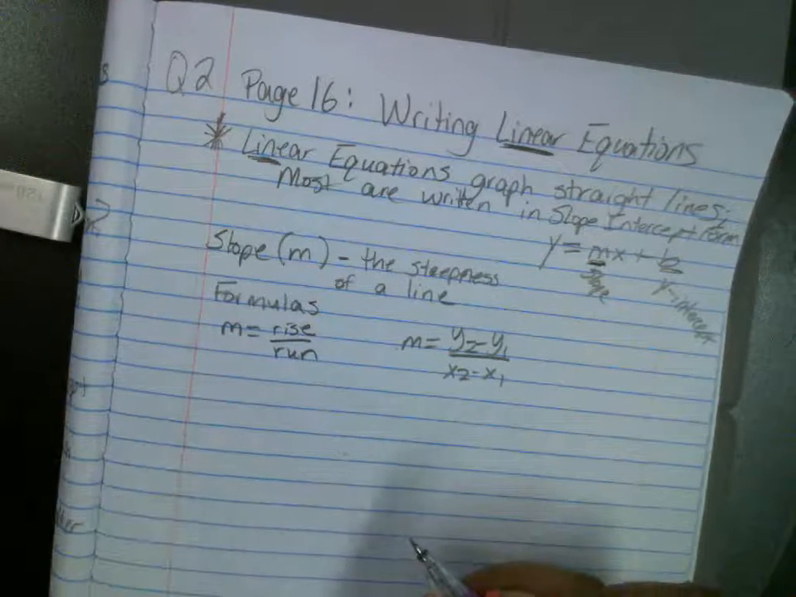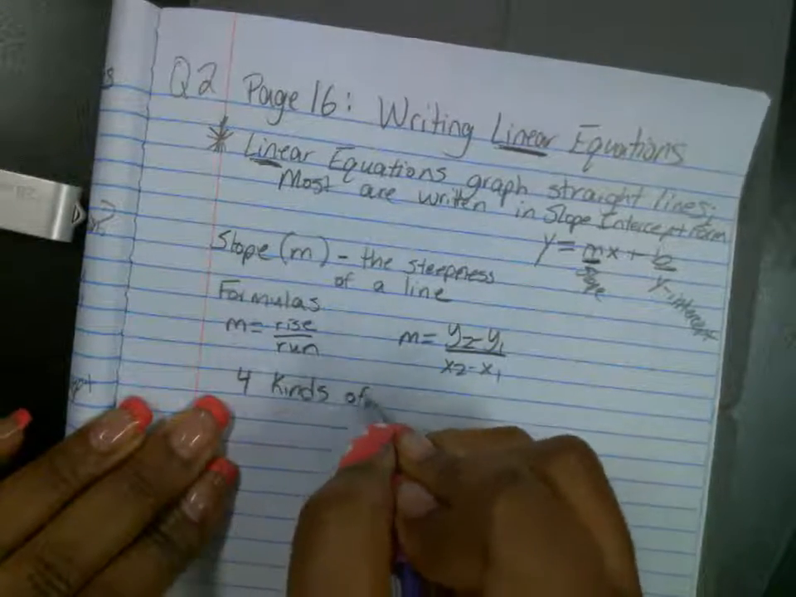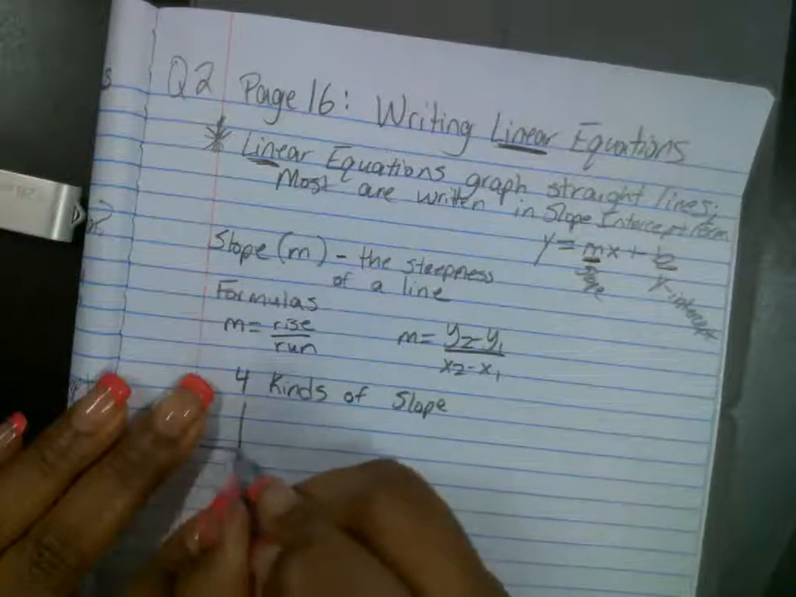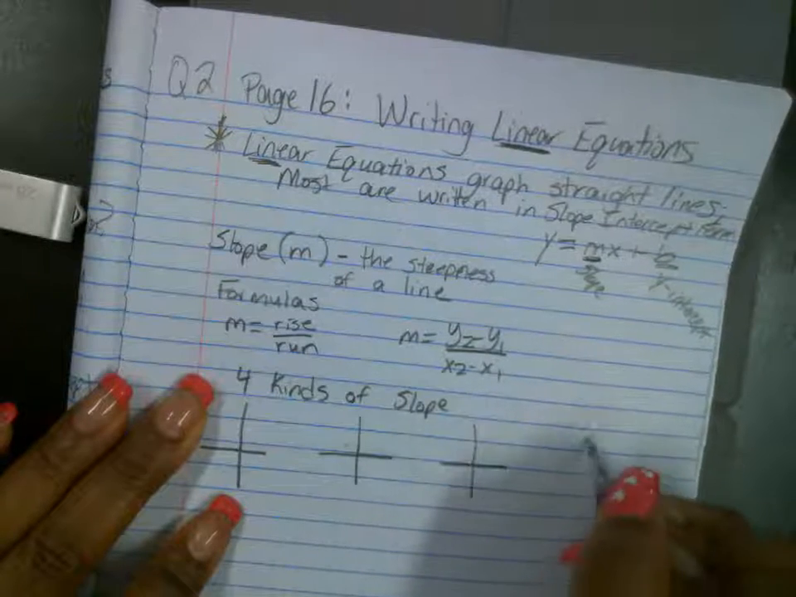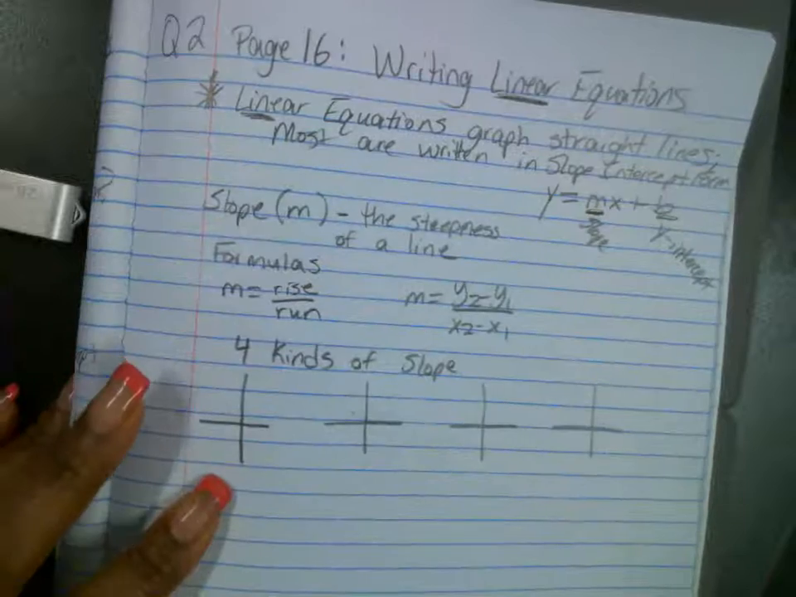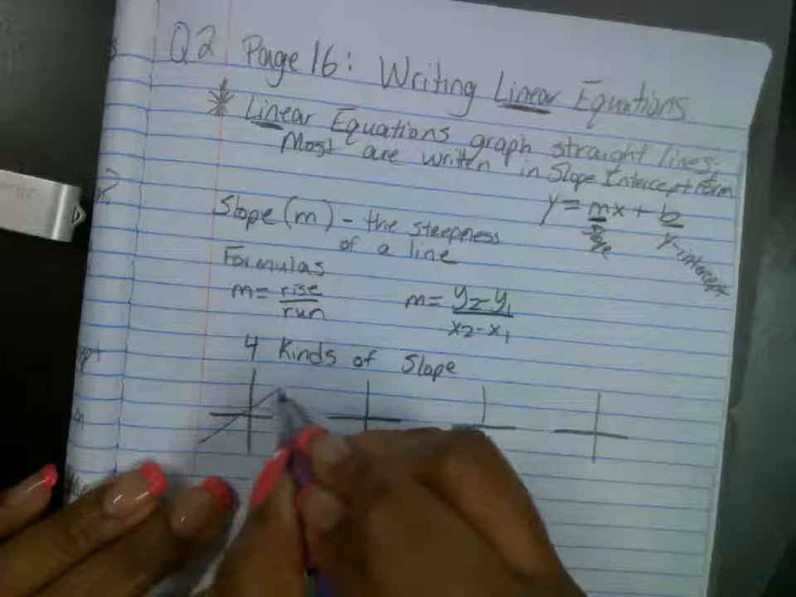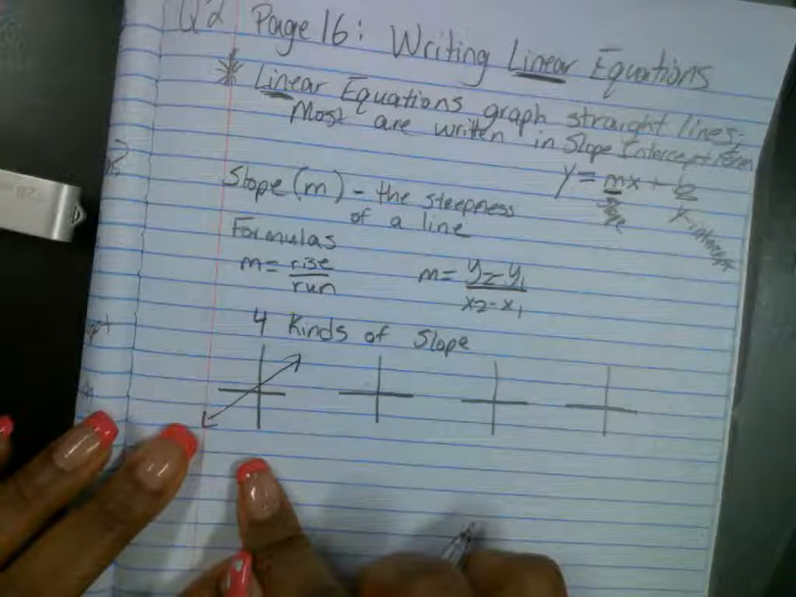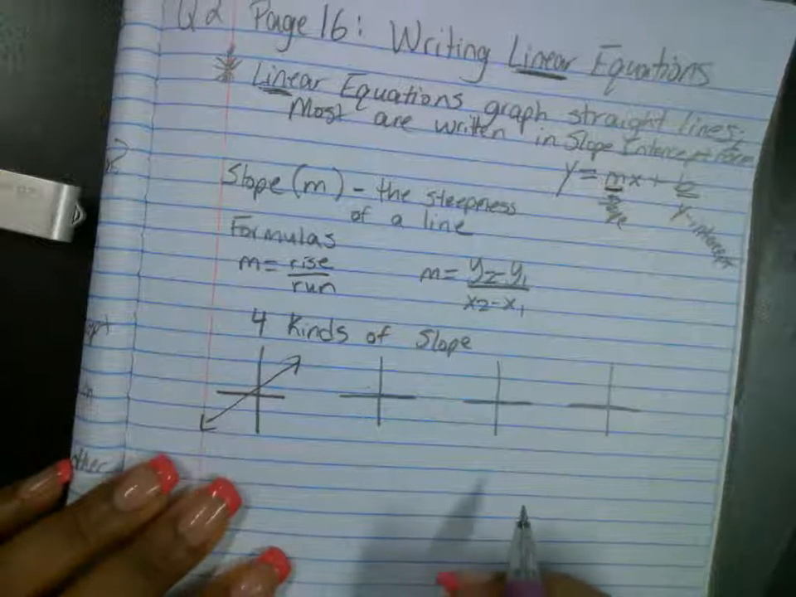Remember, there are 4 kinds of slope. Does anybody remember? I'm going to draw a little coordinate plane, okay? And I'll pause for the calls. What are the different kinds you think? Okay, which one is this one? What kind of slope is this? Anybody remember? Say it again.